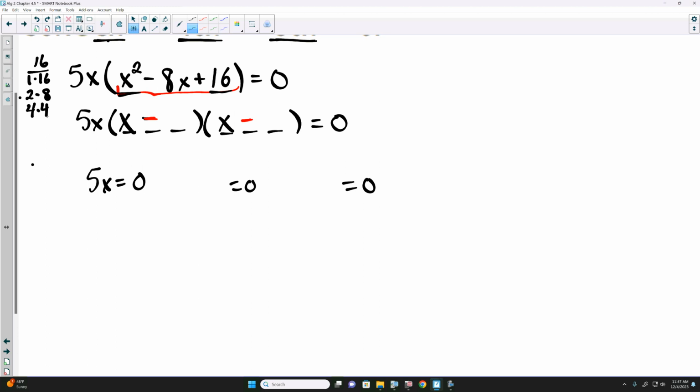2 and 8. And we can check this here. x times negative 8. Negative 2 times x is negative. And negative 8x minus 2x is negative 10x. Is that the middle term we wanted? No.